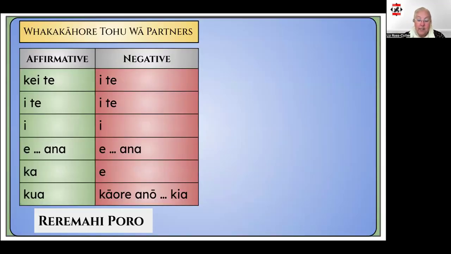Here we have a list of negation partners. To negate the tohu wā kei te, we use kaore, then the kaimahi, then i te, and then the tūmahi action word goes last. The negative and affirmative for i te are the same, and the same applies to i. E ana is also the same tohu wā for the affirmative and the negative. To negate ka, we use e, and to negate kua, we use kaore anō ... kia.